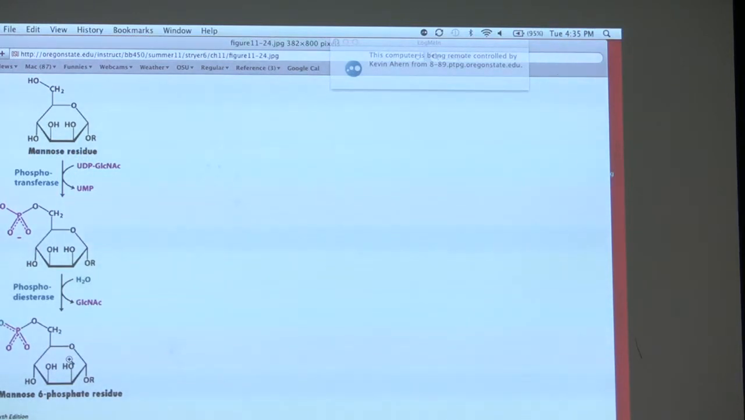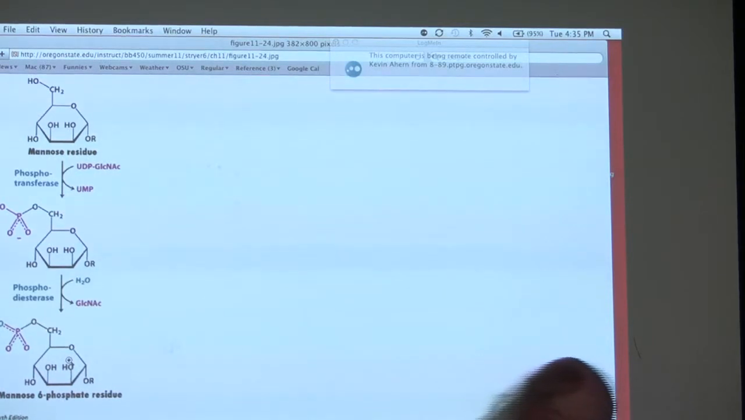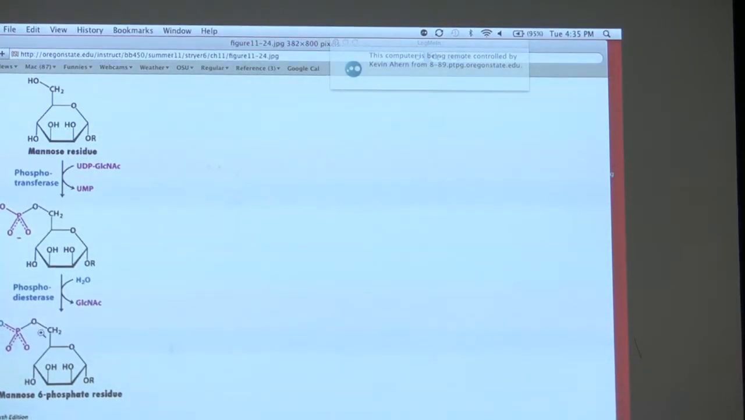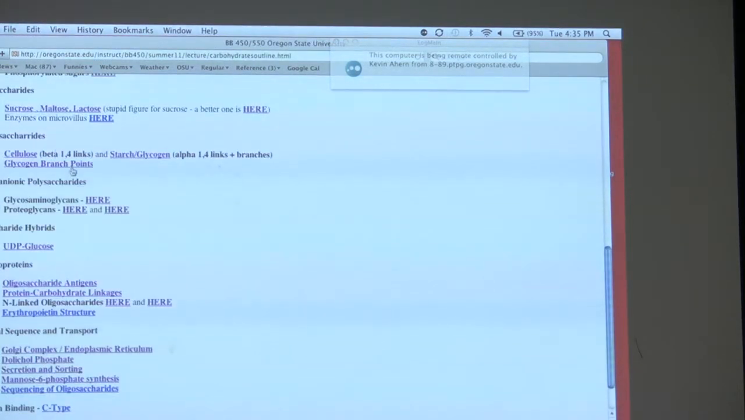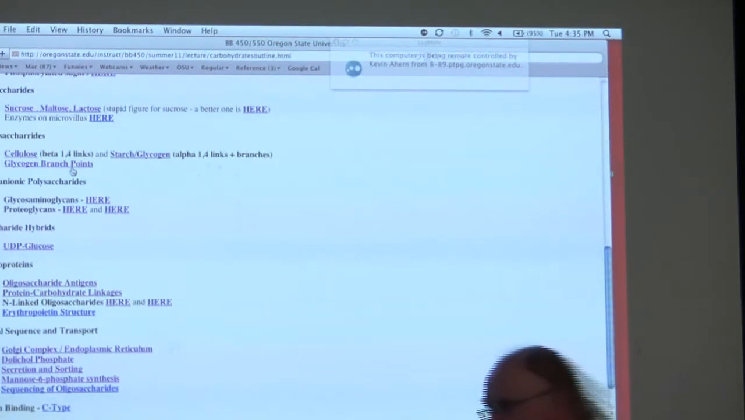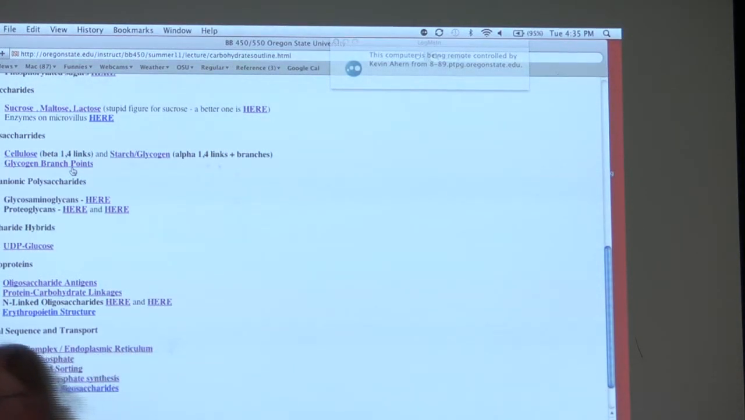Okay? Now, there are people who have a genetic disease where they lack one of these enzymes. They lack the ability to make this mannose 6-phosphate. They have a disease called I-cell disease. Now, what's interesting is that these people, because they have this disease, do not get these enzymes moved to the lysosome.